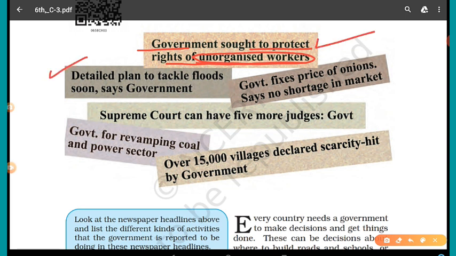Detailed plan to tackle flood soon, says government. So flood is a natural calamity or natural hazard. So during natural hazards, the government has the responsibility to help the people. Government fixes price of onions, says no shortage in market. It means the availability of goods also is the responsibility of the government.